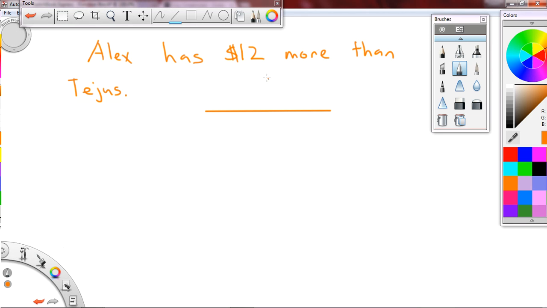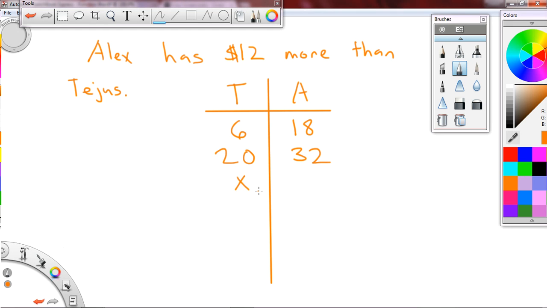table like this. And I would say that, well, let's say that Tejas has $6. How much would Alex have? Well, he'd have 12 more than that, so he would have 18. And then I could say, well, what if Tejas had $20? Then Alex would have 12 more than that. He'd have 32. Okay, what if Tejas had X dollars? Alex would have 12 more than that, so he would have X plus 12.